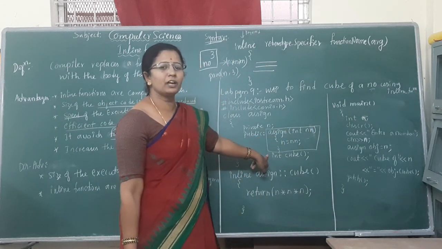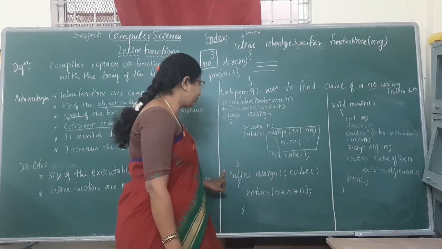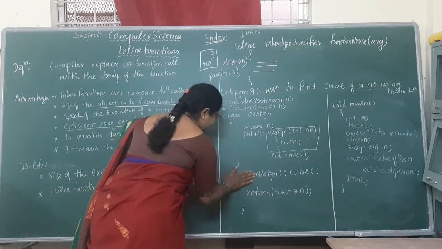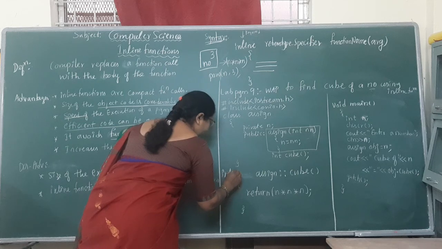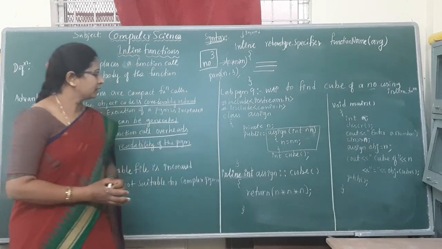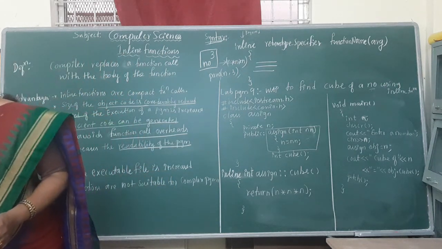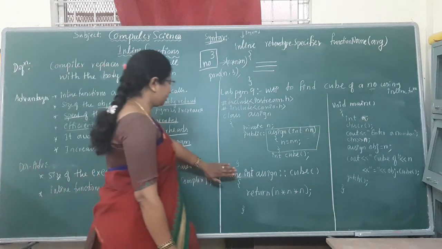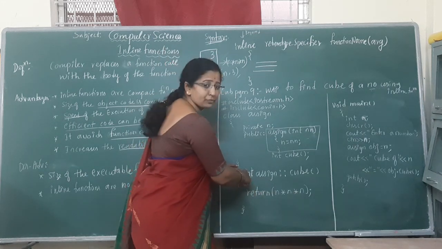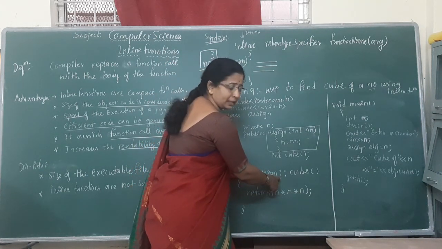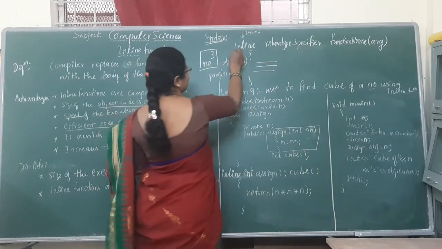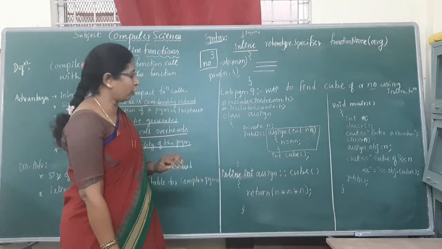And I have given the function declaration here, and I have defined the inline function outside the class with the keyword inline. The return type is int, then the class name. How to define a member function outside the class? Return type specifier, class name, scope resolution operator, function name. In front of that, what have I added? Yes, inline I have added.